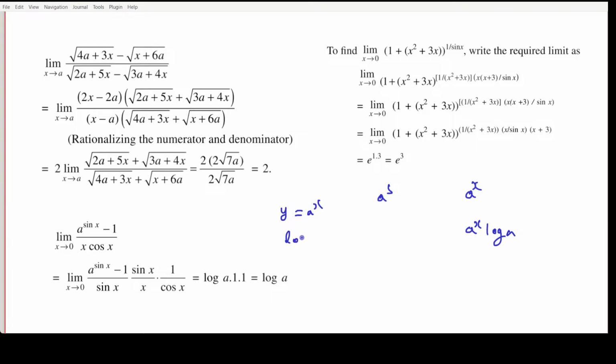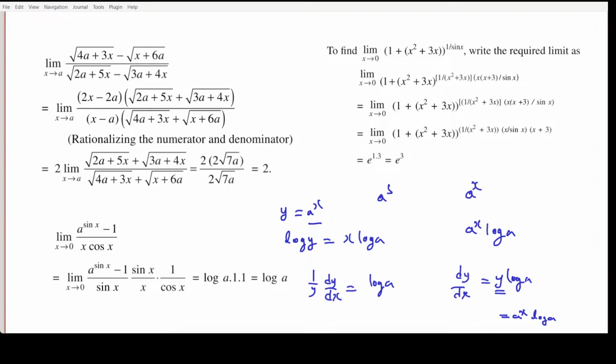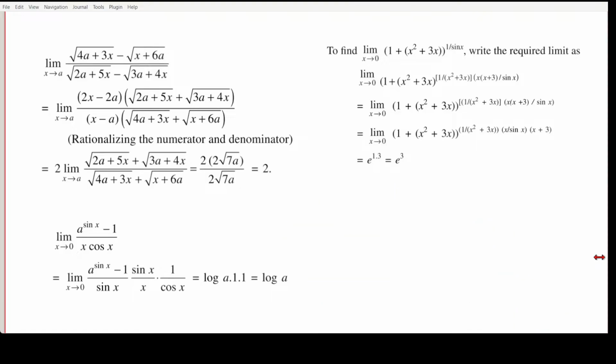Okay, so let's try this. y equals a power x. Log y equals x log a. Still you have to differentiate, no? This becomes 1 by y into dy by dx, and the right side becomes log a. Log a is a constant, right? So dy by dx equals y times log a. But what is y? y is our a power x. That's why a power x into log a. Okay, understood, no? So a power x log a.